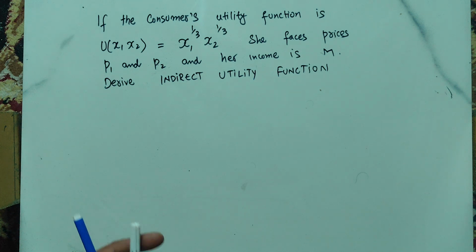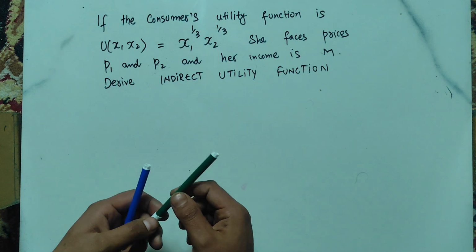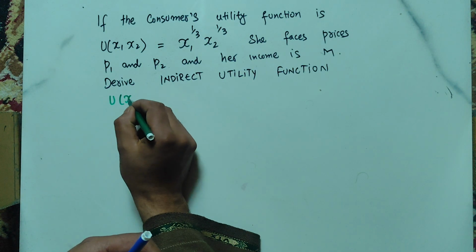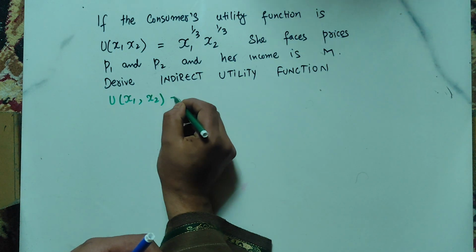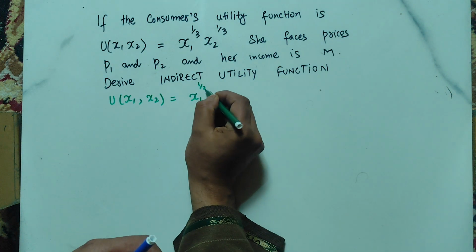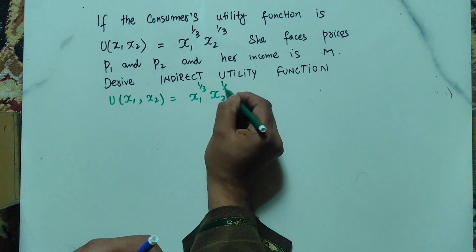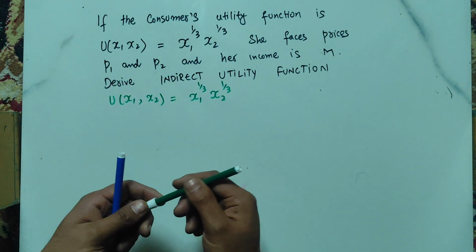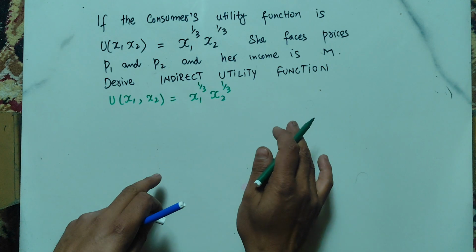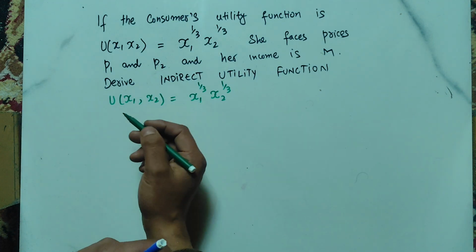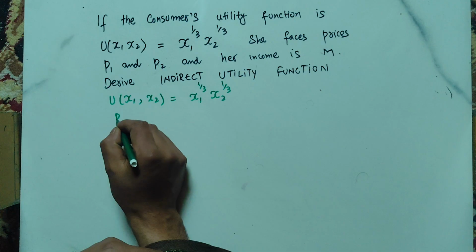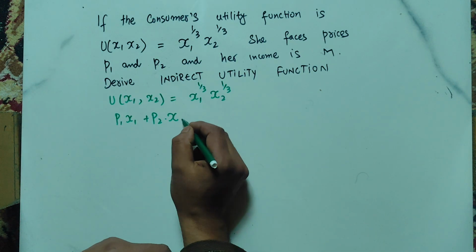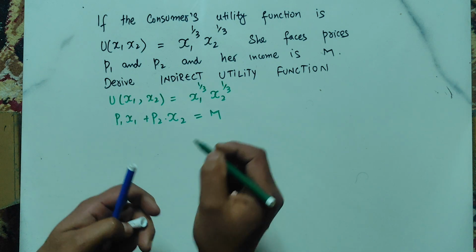Okay, so to derive the indirect utility function, let us see what we have been given. We have been given the utility function, that is utility derived by consuming goods x1 and x2, which is equal to x1 raised to the power 1/3 times x2 raised to the power 1/3. We also need to construct the budget constraint for the consumer. So what will be the budget constraint? That will be price of good 1 times units of good 1 plus price of good 2 times units of good 2, and it should be equal to the income of the consumer.